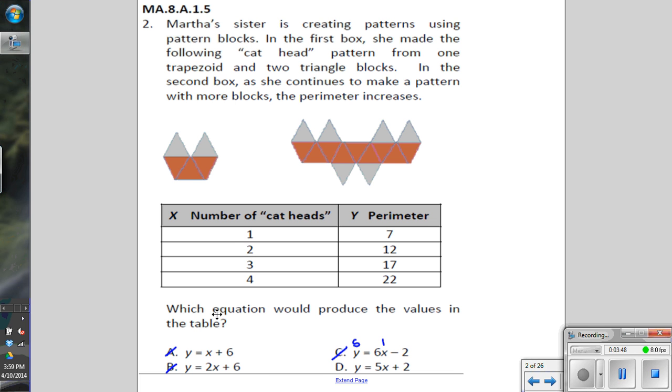So finally, when you look at D, if x is 1, 5 times 1 is 5, plus 2 is 7. So that works. Then you look at 2. 5 times 2 is 10, plus 2 is 12. So that works again. 5 times 3 is 15, plus 2 gives you 17, and 5 times 4 plus 2 gives you 22. So we confirm that the answer is D.